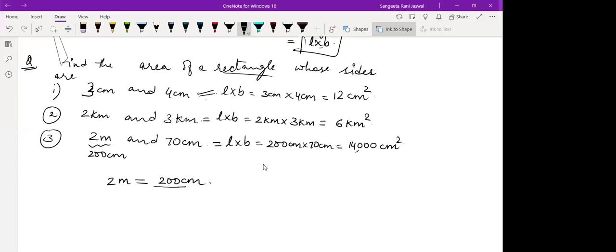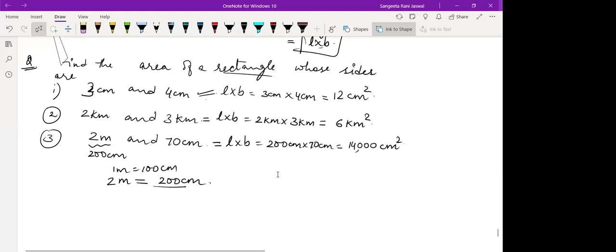See, 1 meter is 100 centimeters. So 2 meters is 200 centimeters, right? So 200 centimeters into 70 centimeters. You could convert 70 centimeter to meter also. So that would become 0.7 meter. Yes, if you had converted this to meters, then you would have got the answer in decimal points.